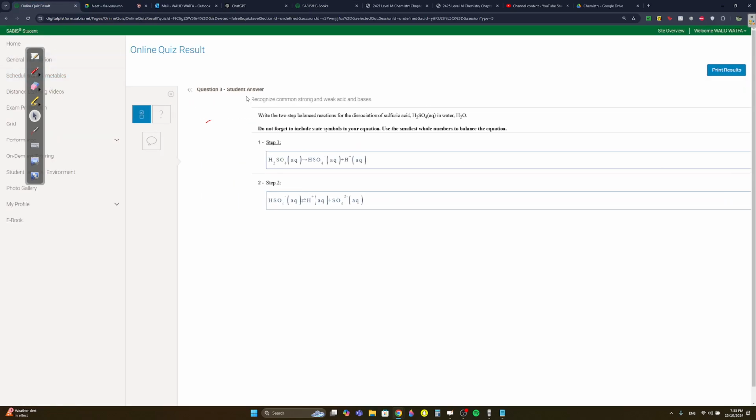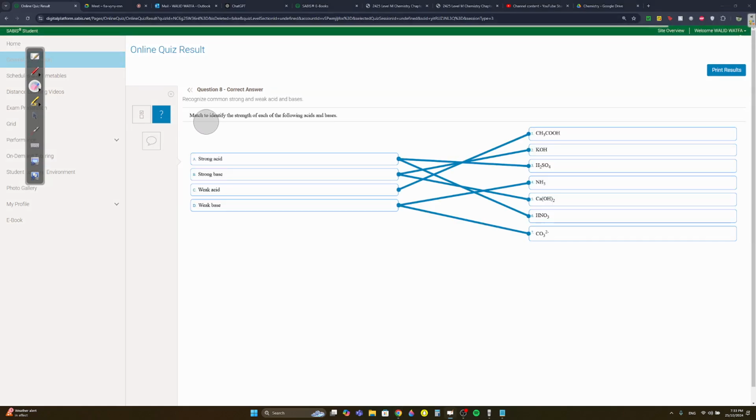Let's continue. Question 8. Match to identify the strength. CH3COOH is obviously a weak acid. KOH, any hydroxide except Mg(OH)2 is strong, so a strong base. H2SO4 is a strong acid. NH3 is a weak base. Ca(OH)2, calcium hydroxide, even though it partially dissociates, is a strong base. HNO3, nitric acid, is a strong acid. CO3 2 minus is a weak base.